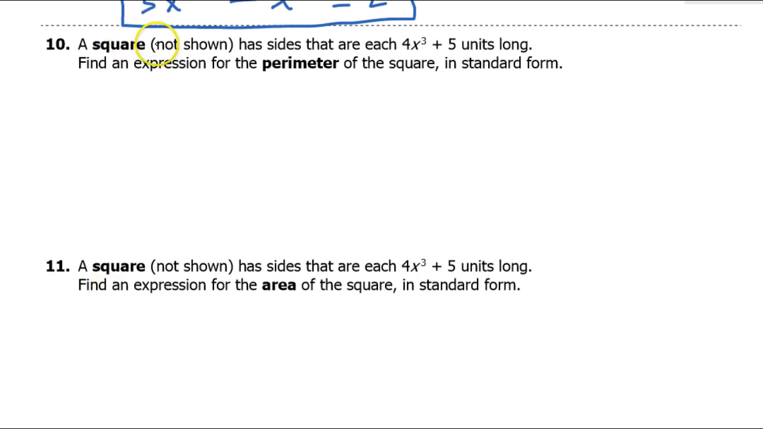Problem number 10 speaks of a square that is not shown. They give us an expression for the side length, 4x cubed plus 5. And we're supposed to find an expression for the perimeter of the square. So, of course, a square has all 4 sides that are the same. So that means we're going to have 4x cubed plus 5 all around this thing.